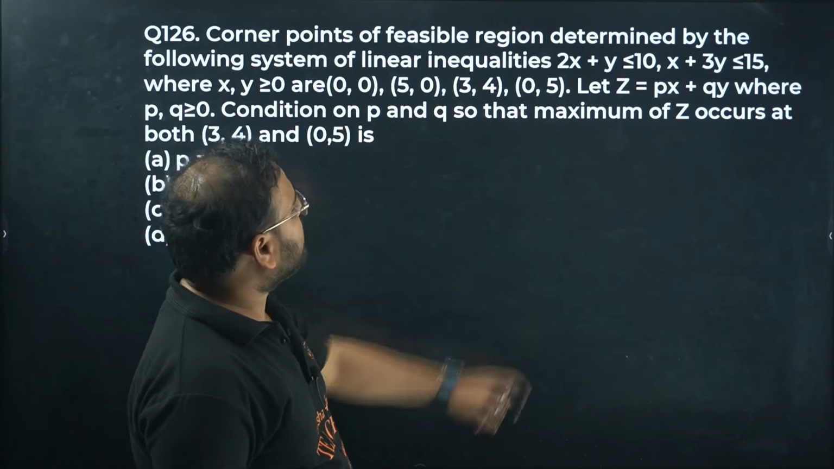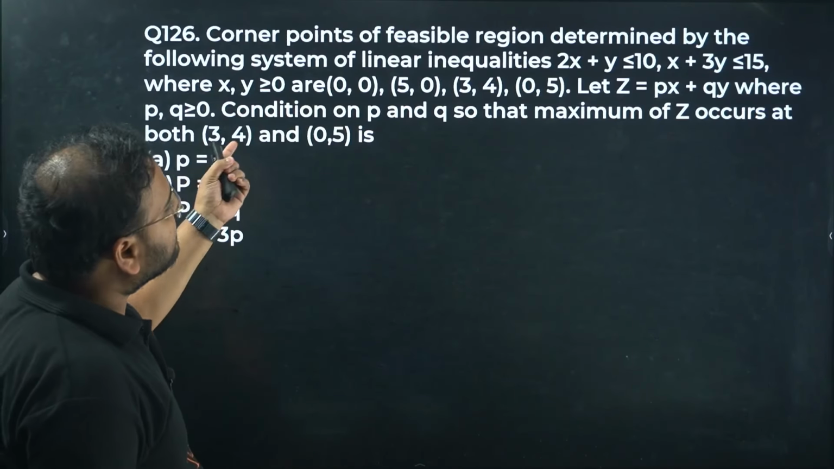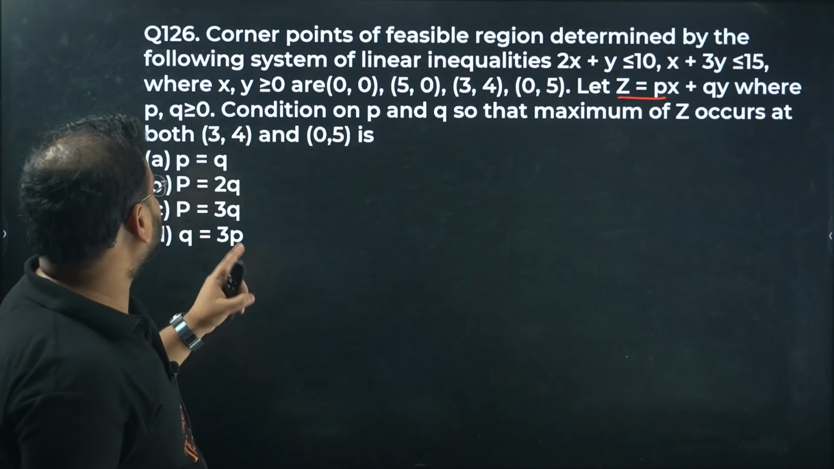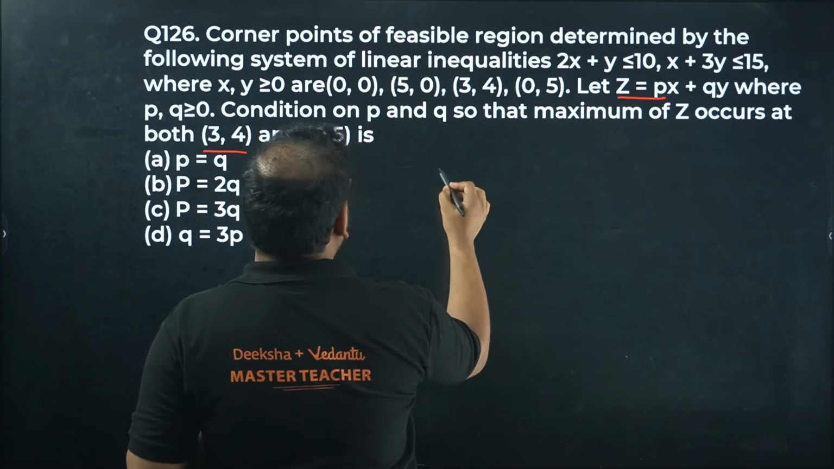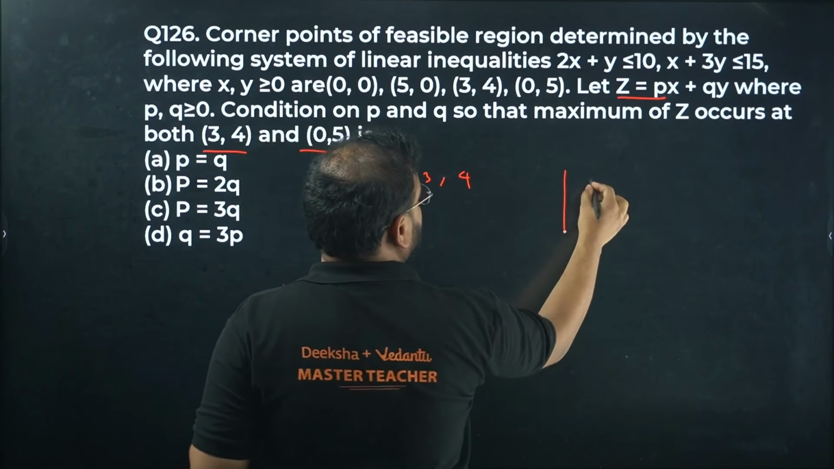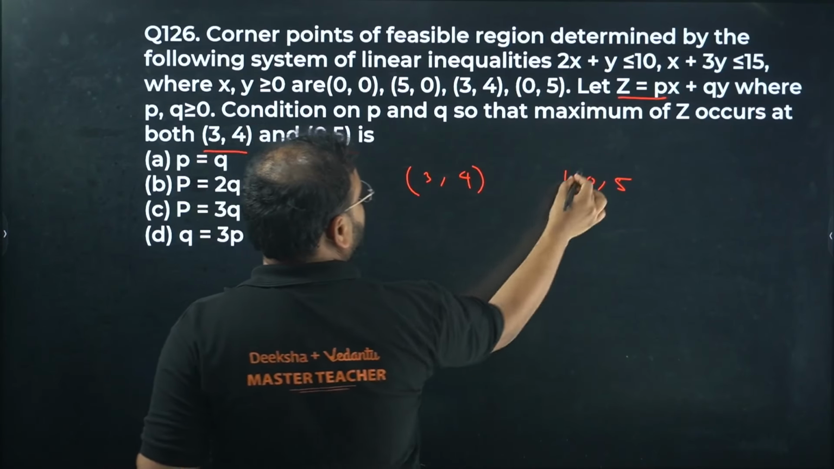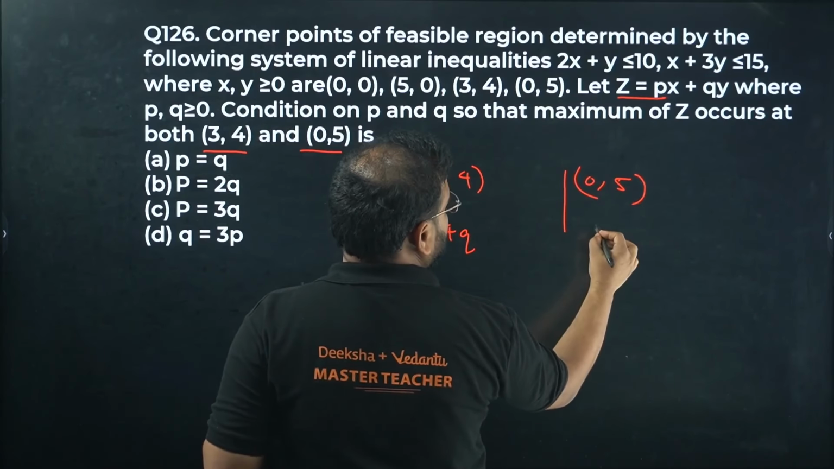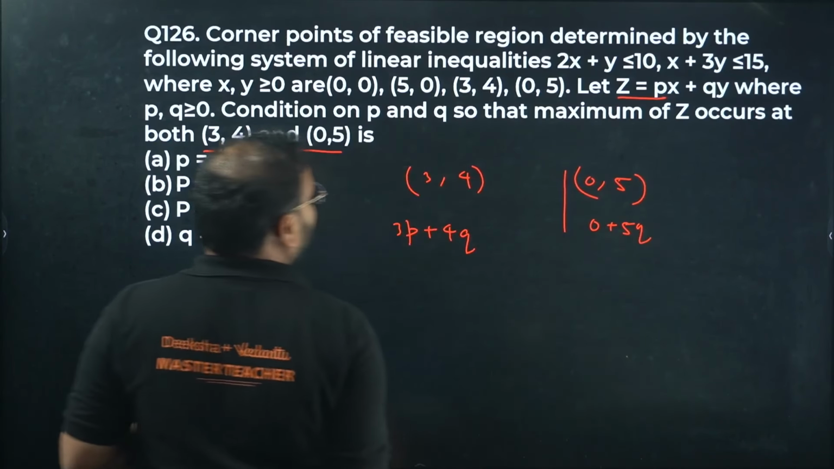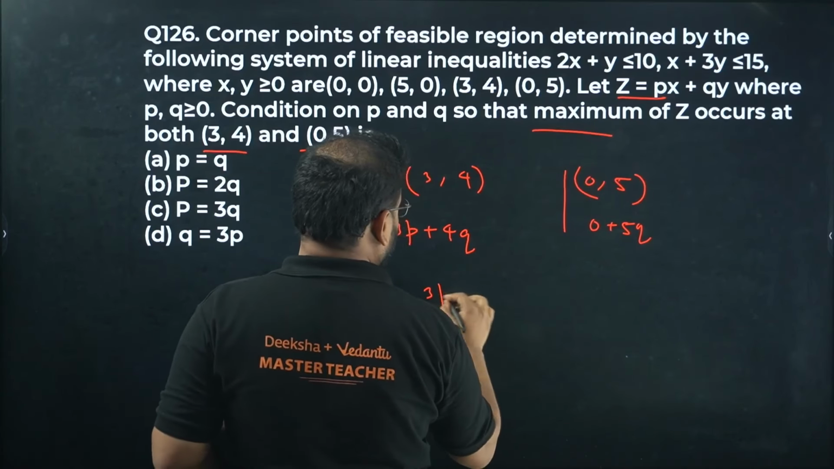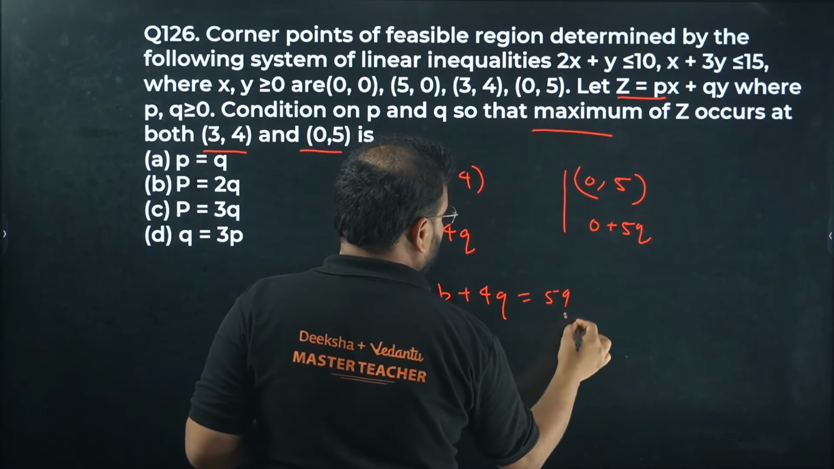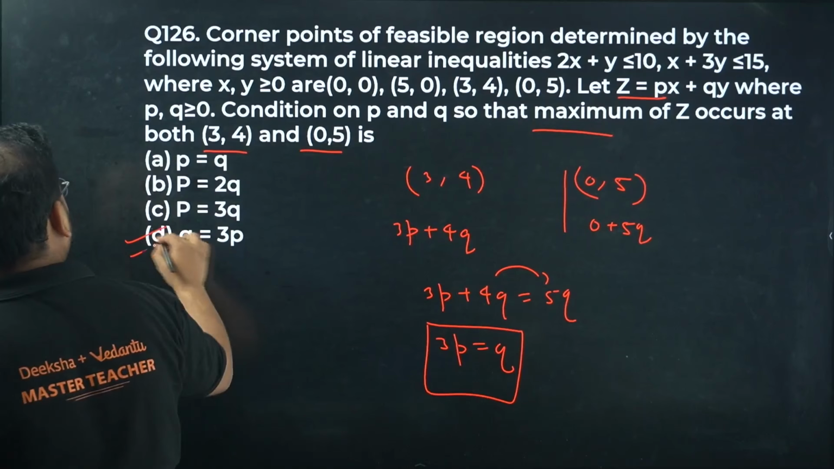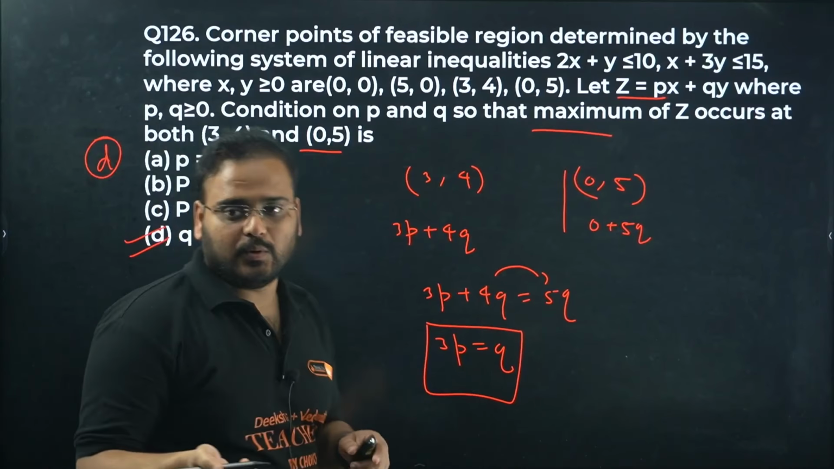186. Corner points are given: 0, 0, 5, 0 like this. Constraints are given. They are given also the objective function where maxima occurs at the 2 points 3, 4 and 0, 5. Let's put the values 3, 4 and 0, 5. So we get at 3, 4: 3p plus 4q, and at 0, 5 we get 0 plus 5q. They are both maxima, they are both equal in nature. So 3p plus 4q equals 5q. On this side we get 3p equals q. Answer is D. Maximum means they must be equal.